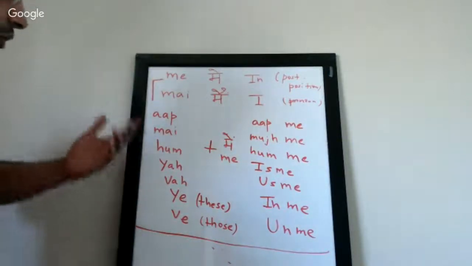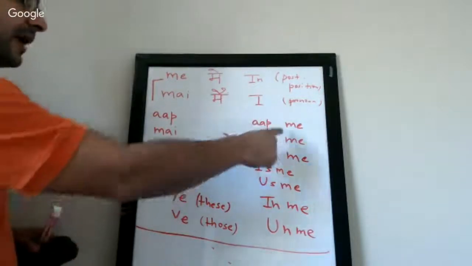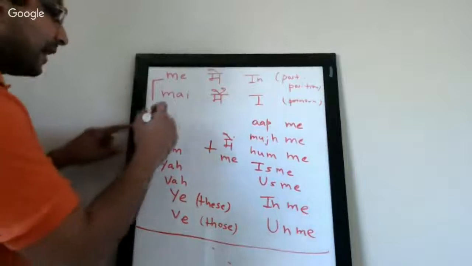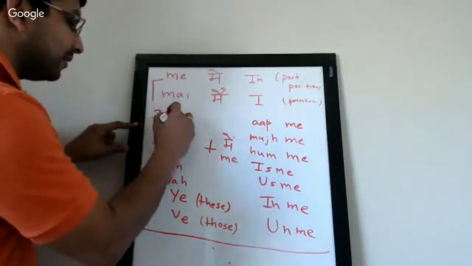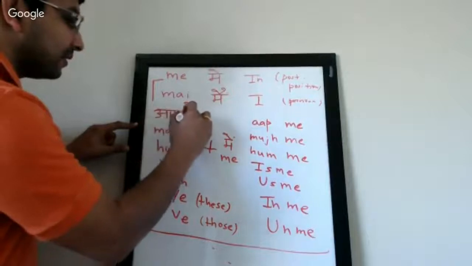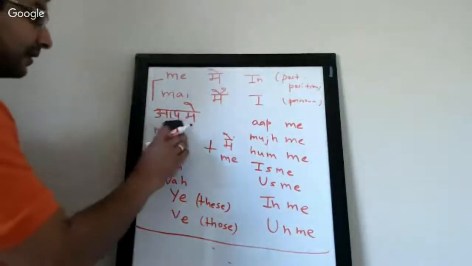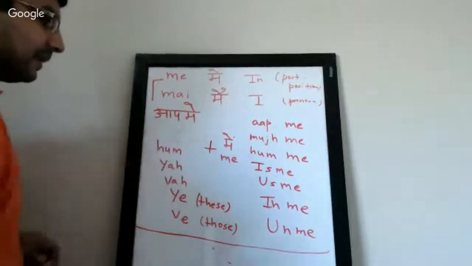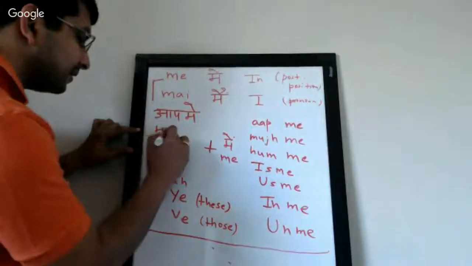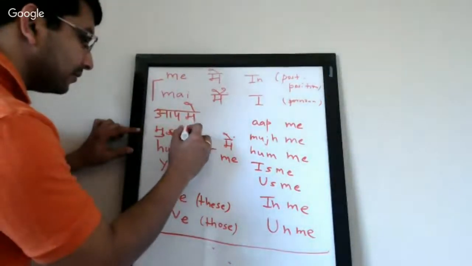But just look at it one more time, right? Aap plus mein is aap में, in you. And the way you write it is, you have aap, and then you have में. Aap में. If you want to just write it as one word, aap में, right? मैं plus में is मुझ में, in me, मुझ में.